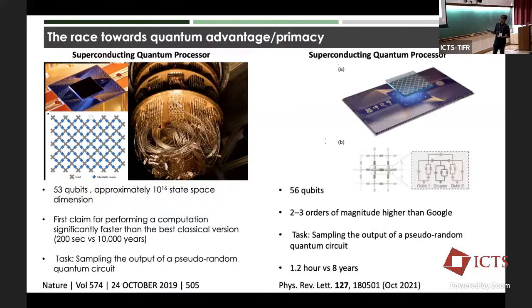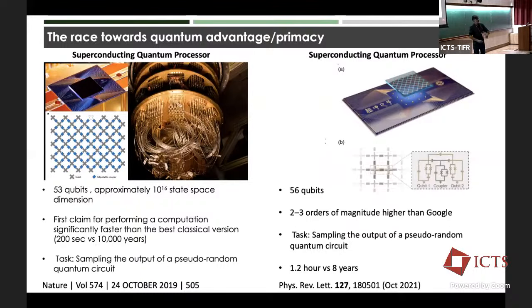And a year or so later, a similar experiment was repeated by a group in China with 56 qubits, which immediately increases the size of the Hilbert space by a few orders of magnitude. And there they had a more modest comparison. They're saying that the quantum computer does something in 1.2 hours versus 8 years for a supercomputer. That was also on a similar architecture, with tunable qubits and tunable couplers as well.